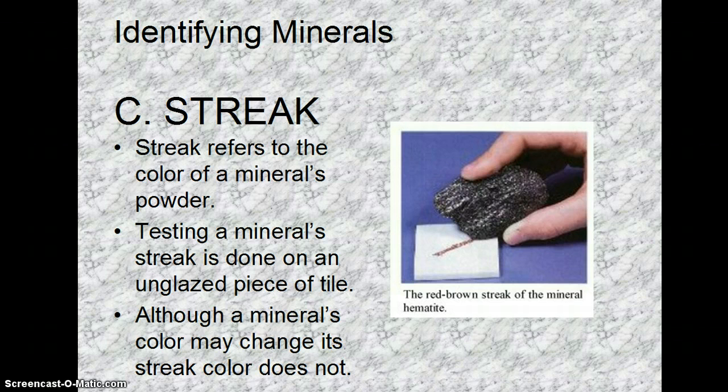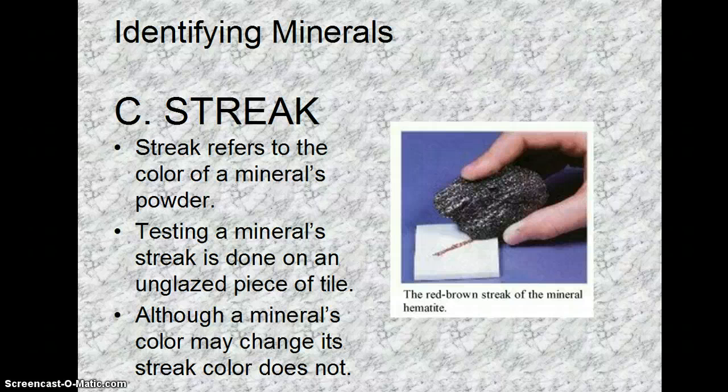Okay, now we have streak. The streak of a mineral refers to the color of the mineral's powder. What you do is you just take the mineral and you scrape it across a piece of unglazed tile. And usually there's two main colors. It's kind of like maybe a reddish brownish streak, or sometimes you'll get a white streak. The streak of a mineral is always the same.